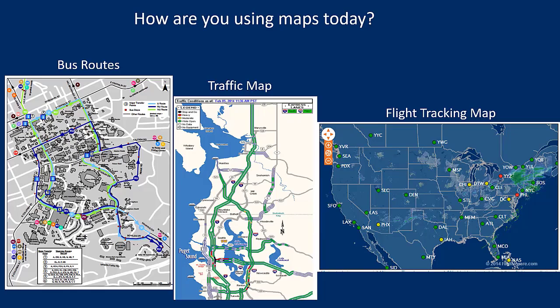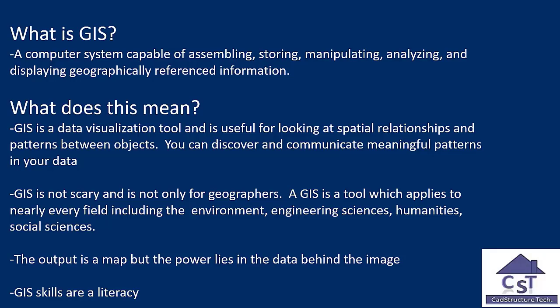Okay. So now, if you continue to the next slide, we have given you a brief explanation of what GIS is all about. It's a computer system capable of assembling, storing, manipulating, analyzing, and displaying geographically referenced information. What does this mean? GIS is a data visualization tool that is useful for looking at spatial relationships and patterns between objects.